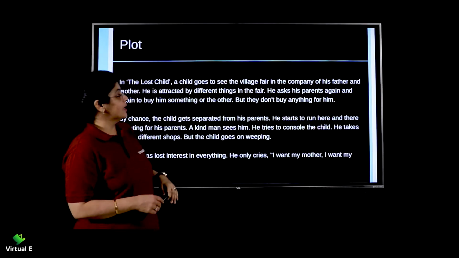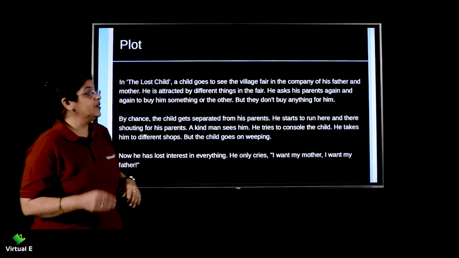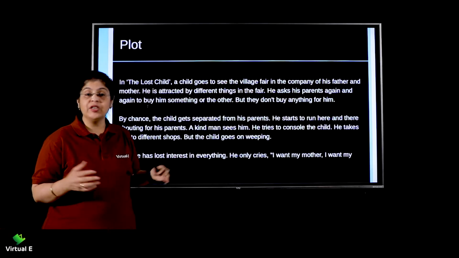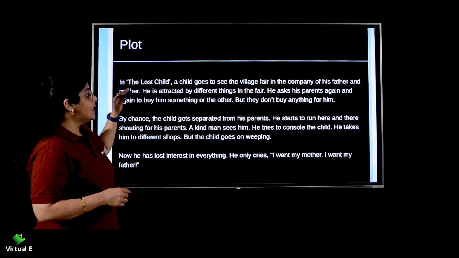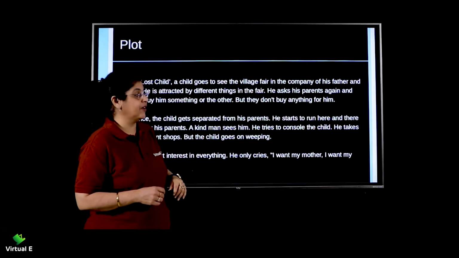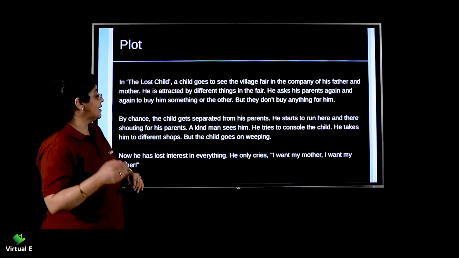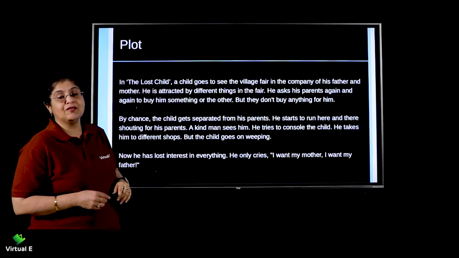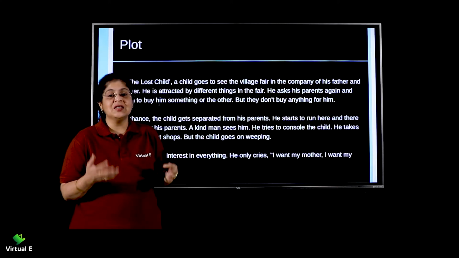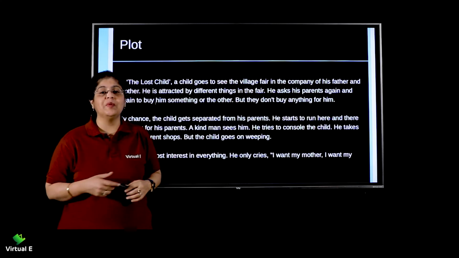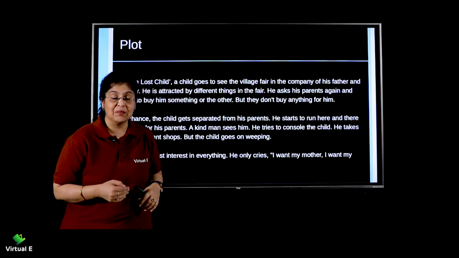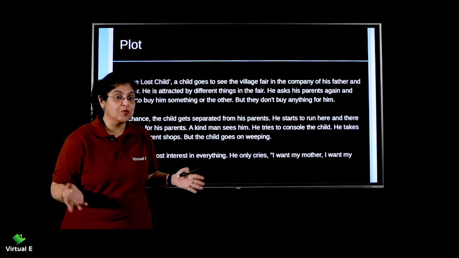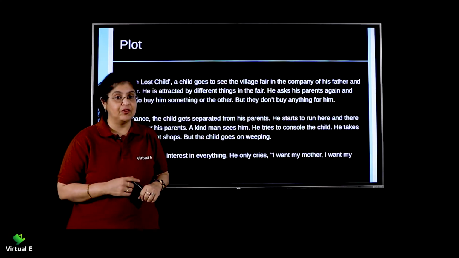In The Lost Child, a child goes to see the village fair in the company of his father and mother. He's going to a fair, a mela. He is attracted by different things in the fair. He asks his parents again and again to buy him something or the other, but they don't buy anything for him. Now, as a child, he'll say, Mama, mujhe ye bhi chahiye, Mama, mujhe wo bhi chahiye. But as a parent, you know what you're supposed to buy and what you are not supposed to buy, and how many things you can buy for him, right?